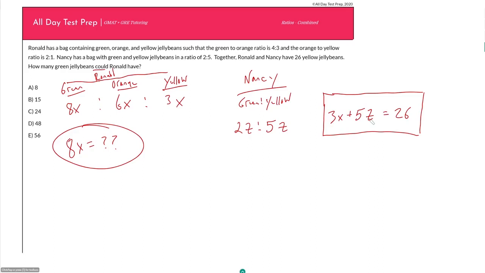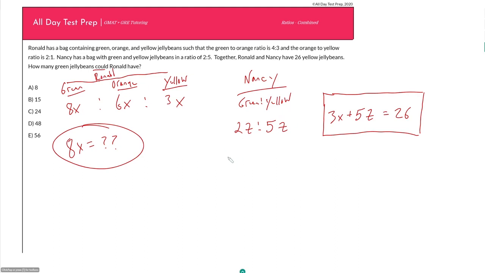And so let's think about this for a second. We know 3x plus 5z. And so 3x is the number of yellow jelly beans that Ronald has. 5z is the number of yellow jelly beans that Nancy has. So 3x and 5z each have to be integers. They've got to be whole numbers. We're assuming that we don't have any partial jelly beans here. So given that, it's safe to say we have some multiple of 3 plus some multiple of 5, which is equal to 26.